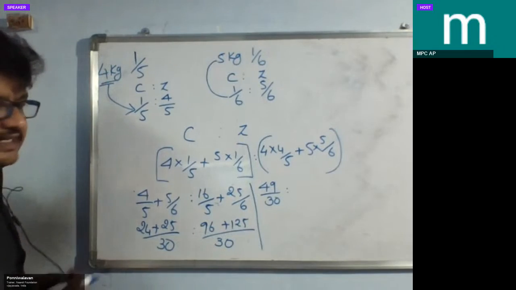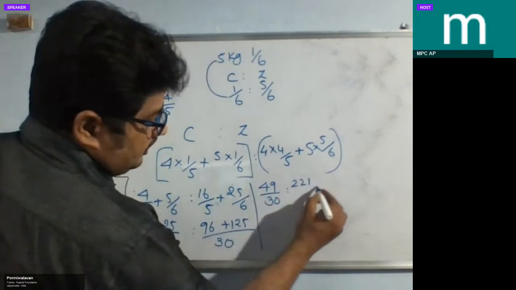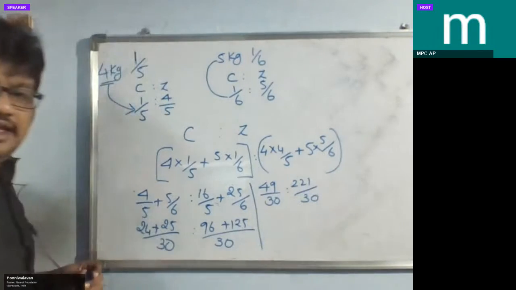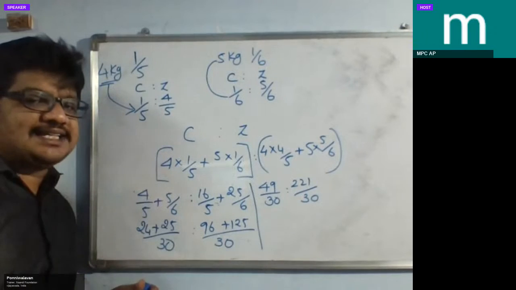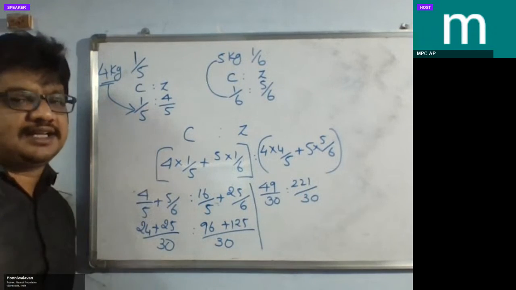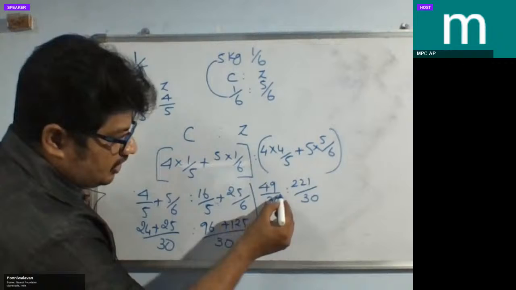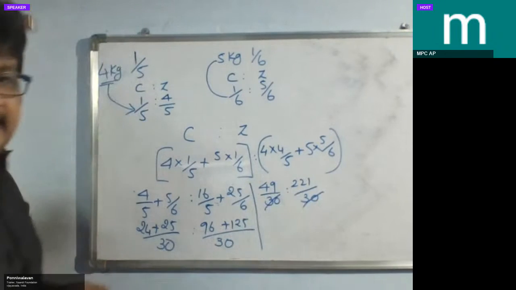125 plus 96, it is 221 divided by 30. In ratio, I told you, right? You need to cancel the common things. If you cancel the common things, 30 will get cancelled.